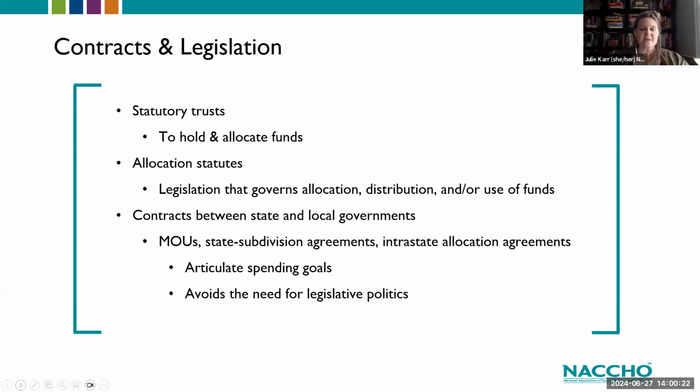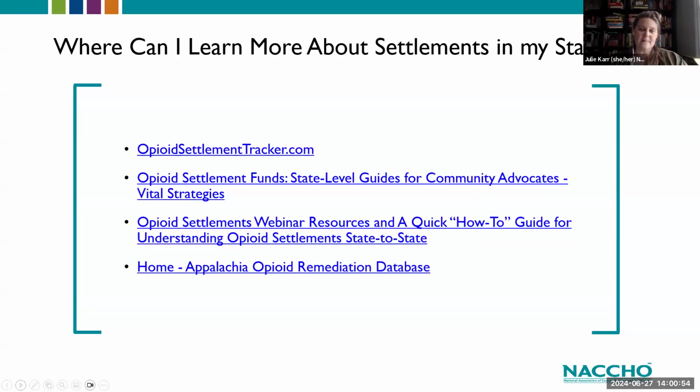I touched on this earlier. So there's a lot of different ways that this money can break down: statutory trust, allocation statutes. This will be done through state legislatures. That can be really, again, depending on how contentious your state legislature is, that can be really difficult. A lot of states have chosen to do some type of fund. Some states are doing MOUs, so contracts between state and local governments that articulate those spending goals and then avoid that need for that legislative politics that could be at play there. And we'll move to the next slide.